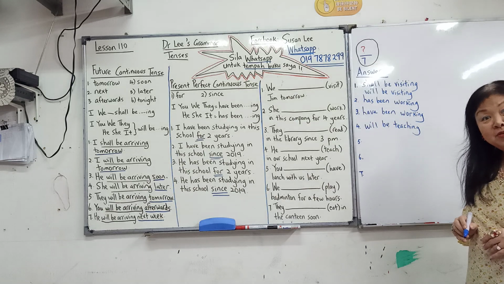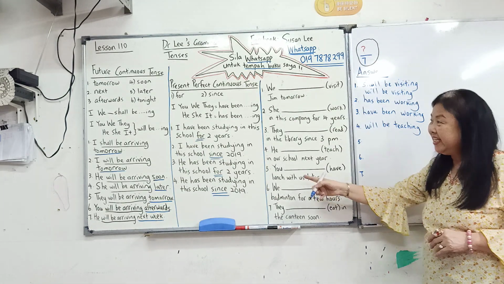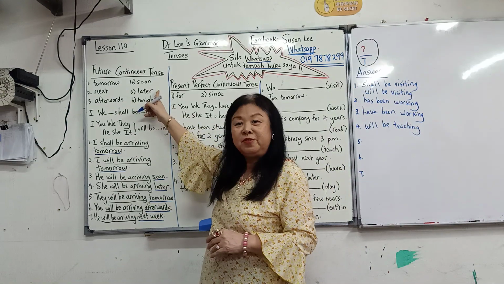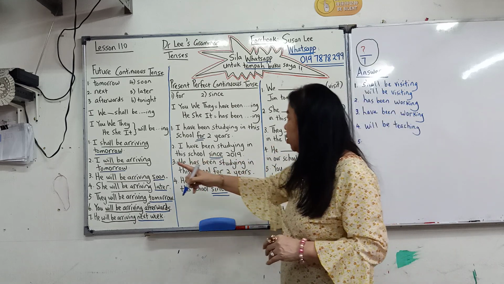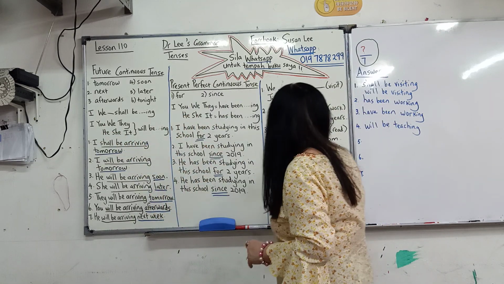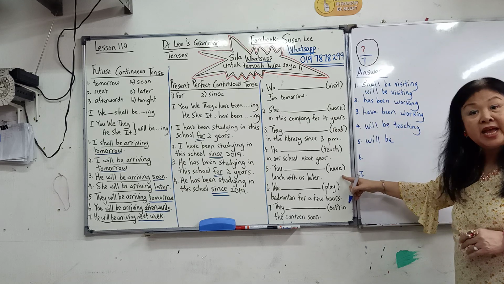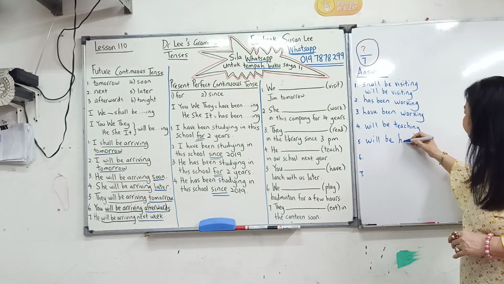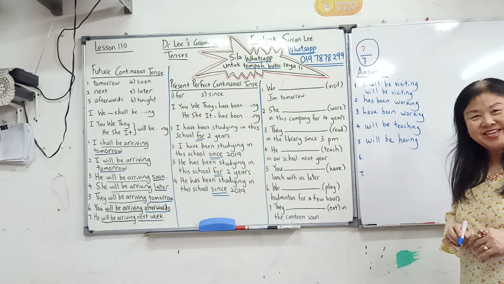Number five, can you get number five? Later comes here. Future continuous tense. And then you look at you. You is will be. So first of all, you write will be. And then have becomes having. This is your answer. So did you get the answers correctly?